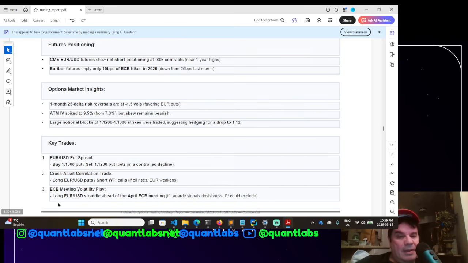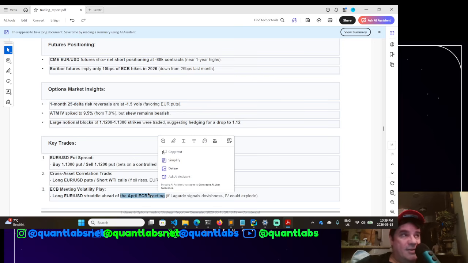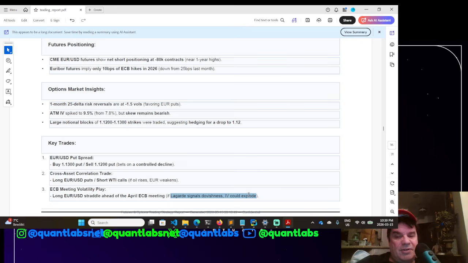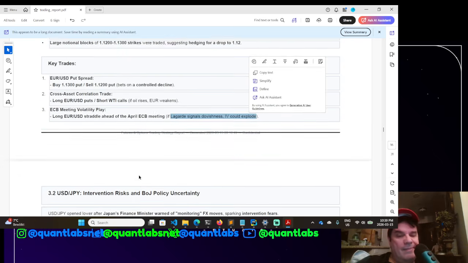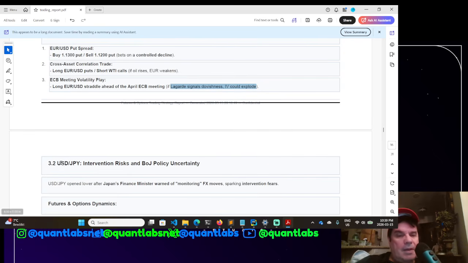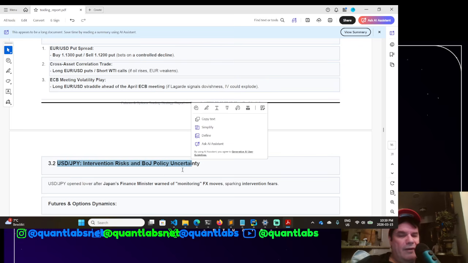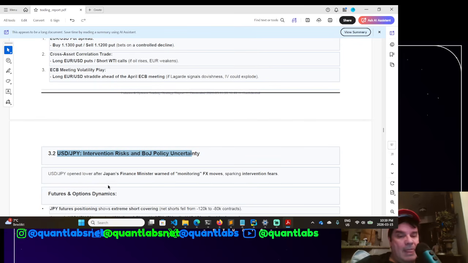Look at this. So long Euro USD straddle ahead of April ECB meeting. You can easily get that data once it becomes public through a newsfeed. If Lagarde signals dovishness, IV will explode. Then we have the same thing on intervention from Bank of Japan with USD against the yen.